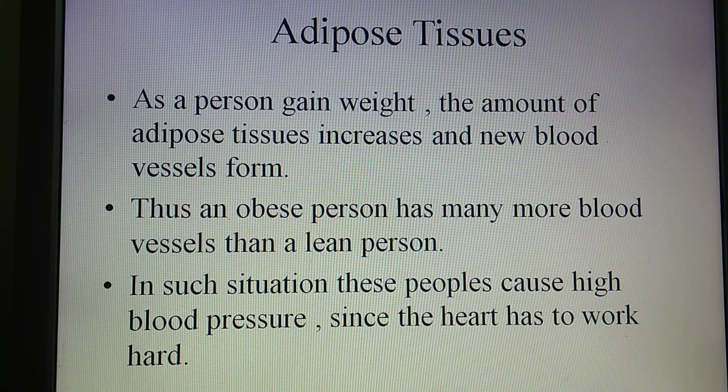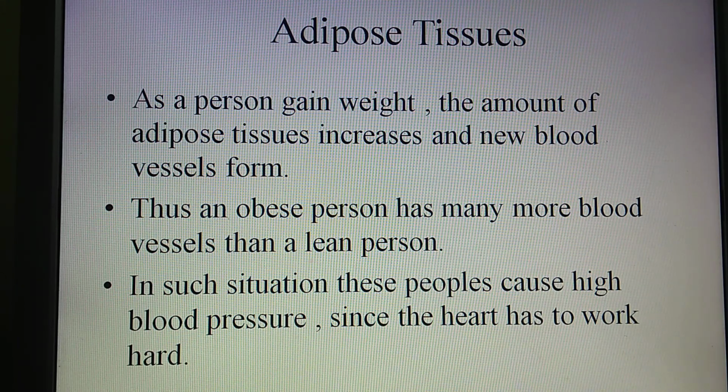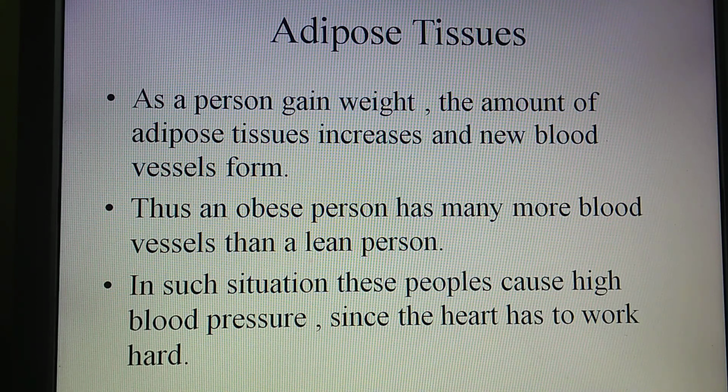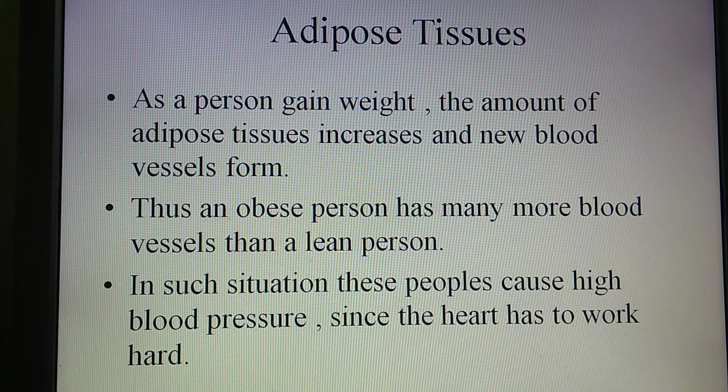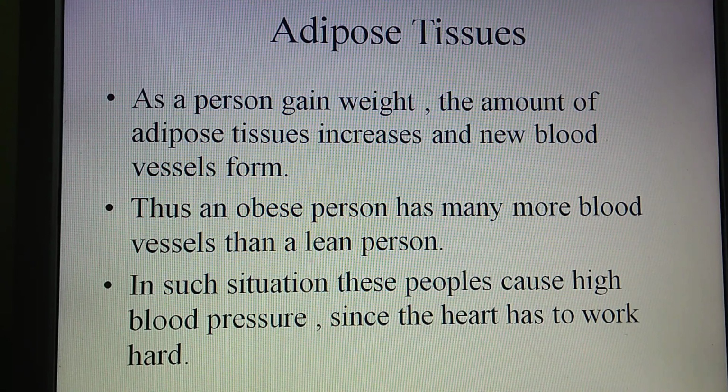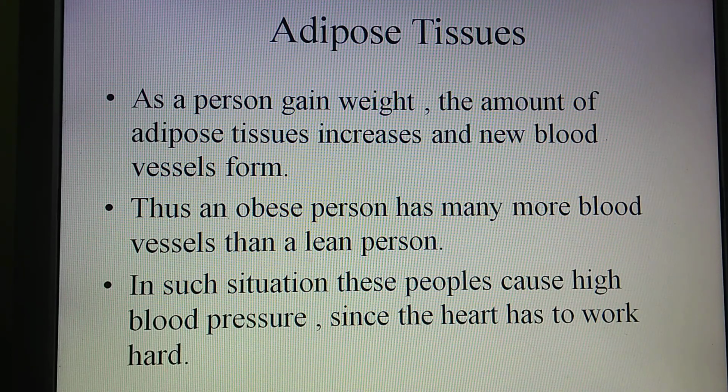Now, whenever a person gains weight, the amount of adipose tissue increases and new blood vessels form. Thus, an obese person has many more blood vessels than a lean person. In such a situation, these people develop high blood pressure since the heart has to work hard because long blood vessels are there, and you are aware that the length of the blood vessel is one of the parts of the peripheral vascular resistance. If the length of the blood vessel increases, blood pressure also increases.